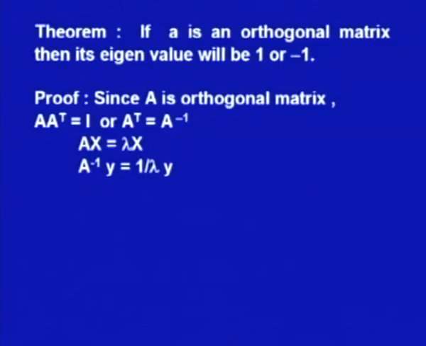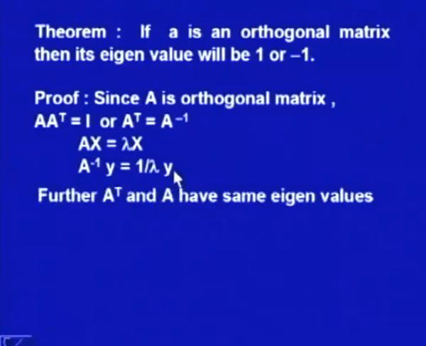It has been given that A is an orthogonal matrix. Then from the definition of orthogonal matrices, we know that A transpose is nothing but its inverse, A inverse. So let us say lambda is an eigenvalue of this matrix A, then Ax is equal to lambda x, and also A inverse y is equal to 1 upon lambda times y, and that means A transpose and A have the same eigenvalues, and that means lambda is equal to 1 upon lambda, or lambda square is equal to 1, and that gives me lambda is equal to plus minus 1. So if A is an orthogonal matrix, then its eigenvalues are 1 or minus 1.